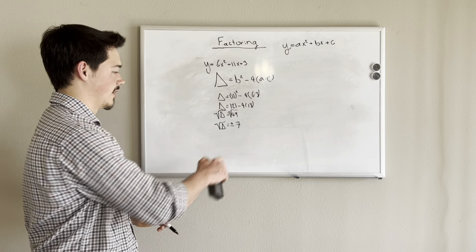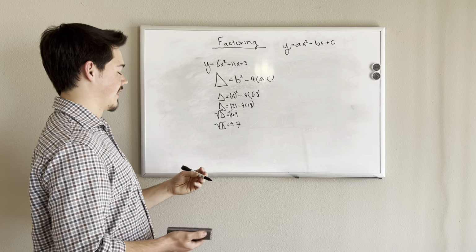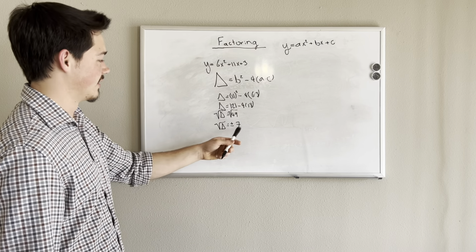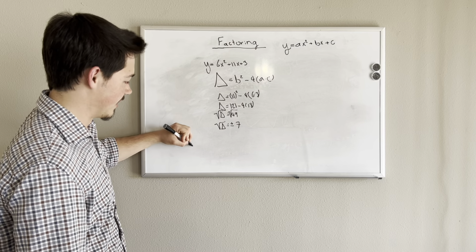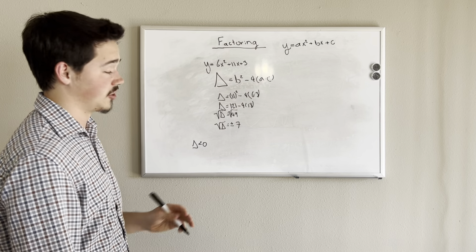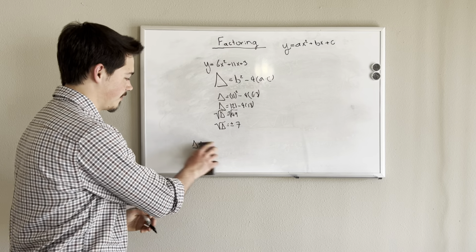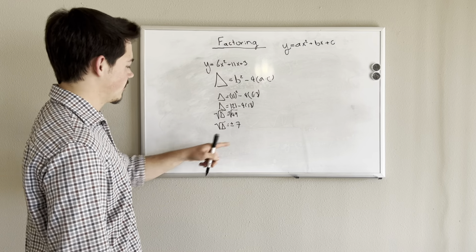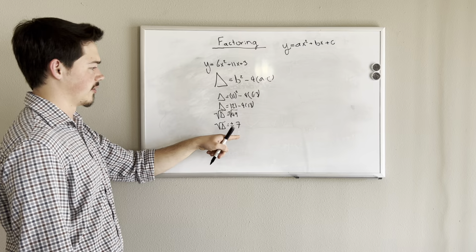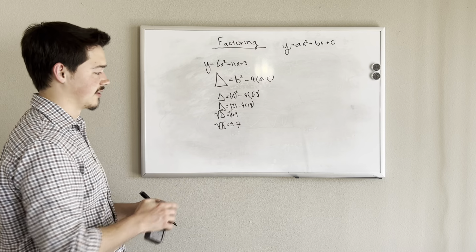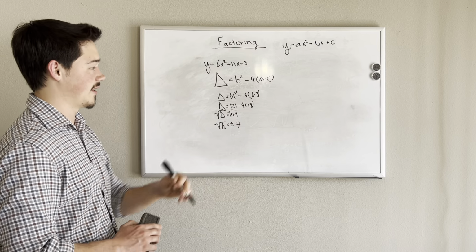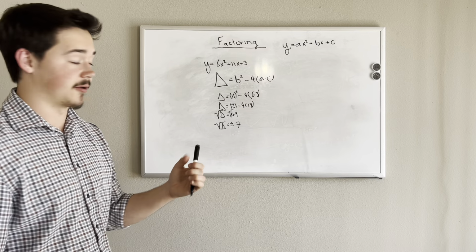These are whole integers, so really the one we're considering is positive 7, because if your delta is negative, then you're not going to be able to factor it with real numbers. So really we're just looking for, can the square root of delta be a positive whole integer? In this case, it can be, and so we're good to factor.